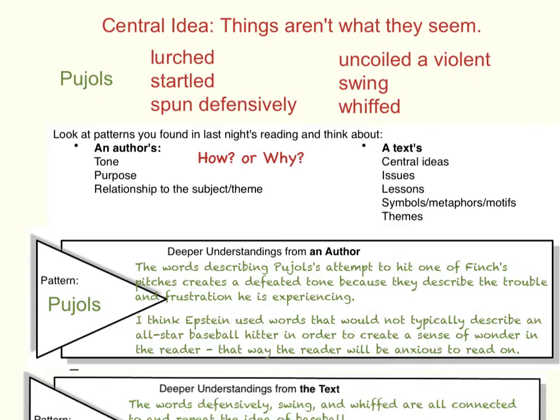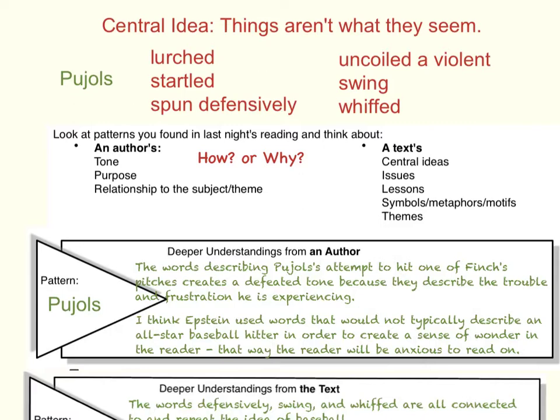I also asked how or why the words from the pattern related to the purpose, the author's purpose. At the bottom you can see I wrote, I think Epstein used words that would not typically describe an all-star baseball hitter in order to create a sense of wonder in the reader. That way the reader will be anxious to read on.